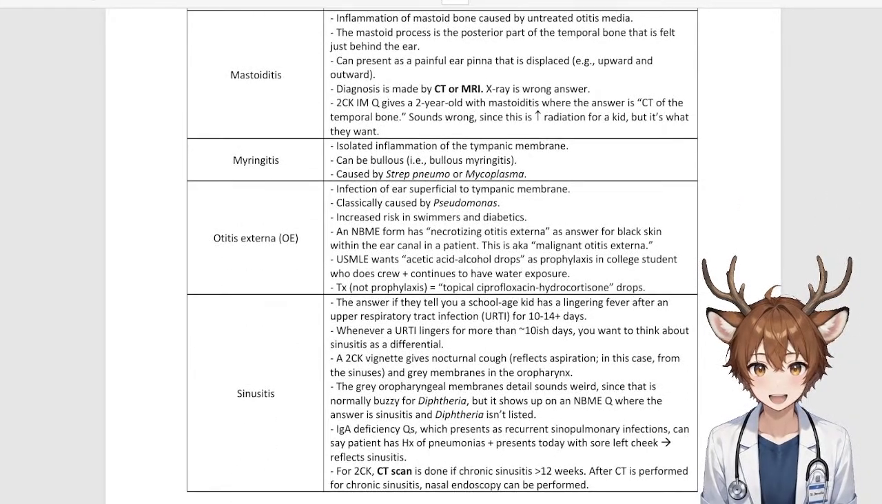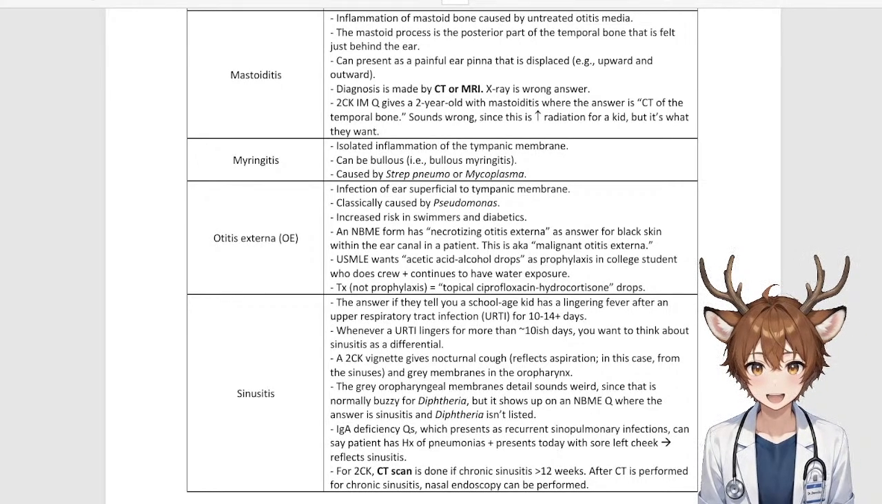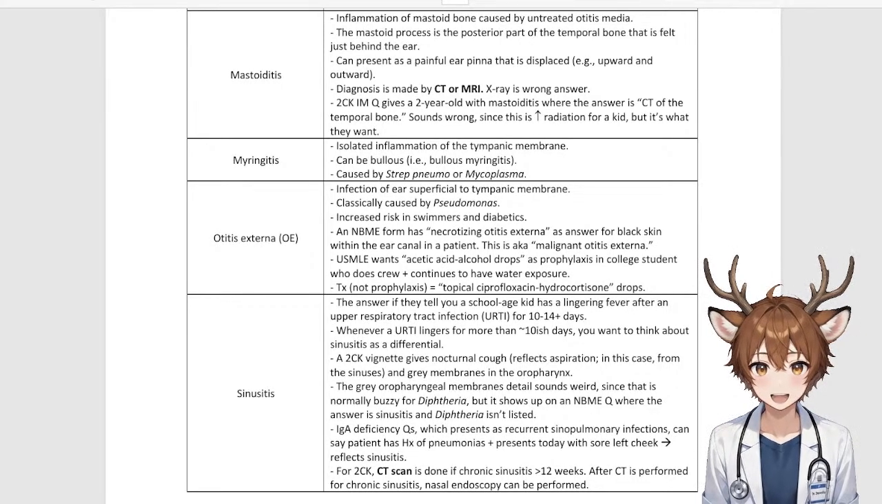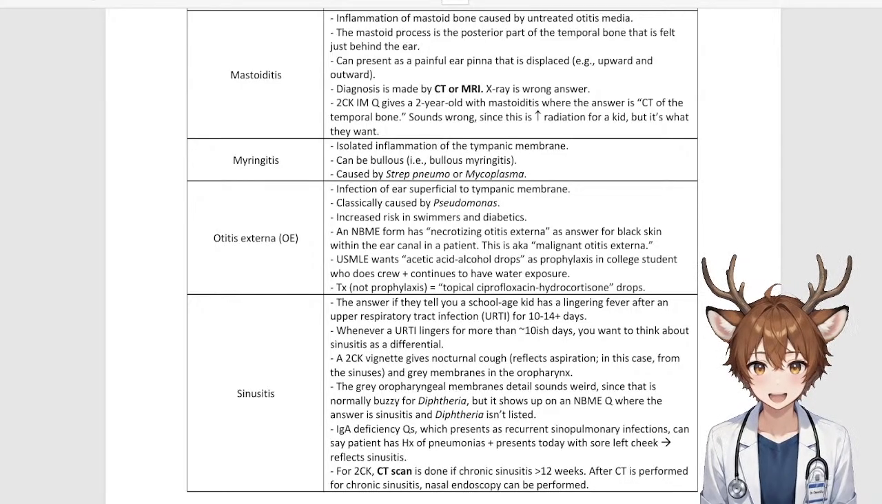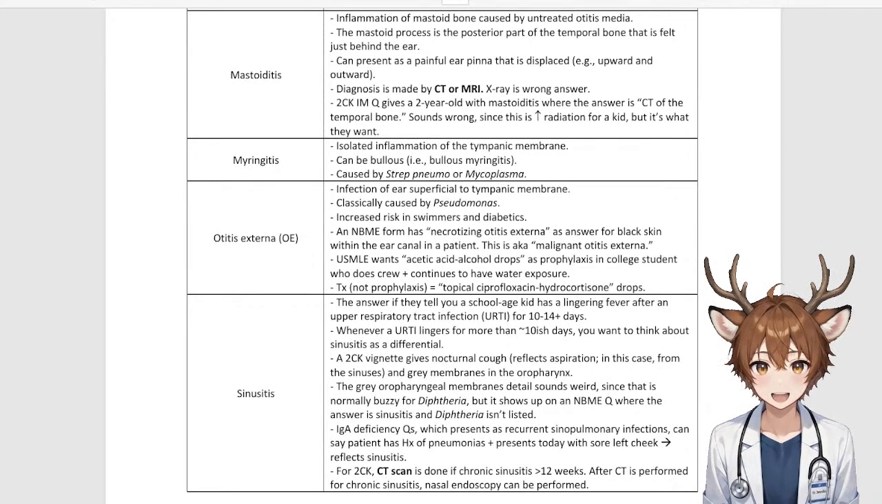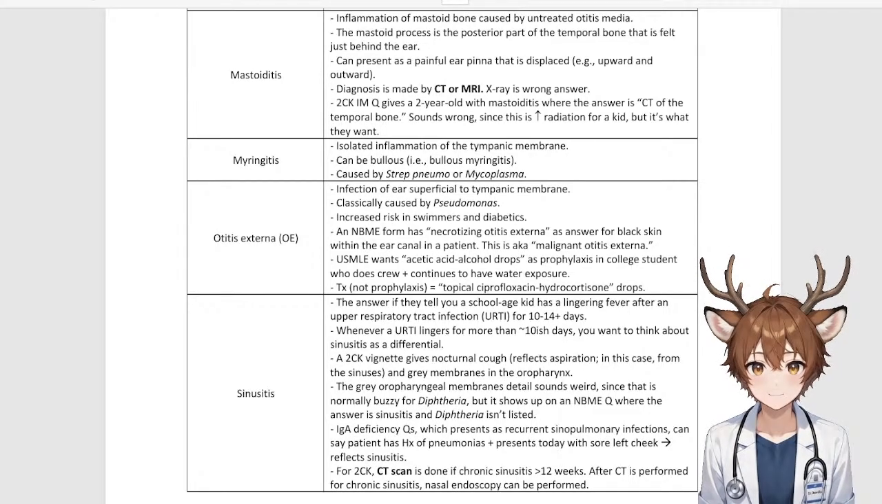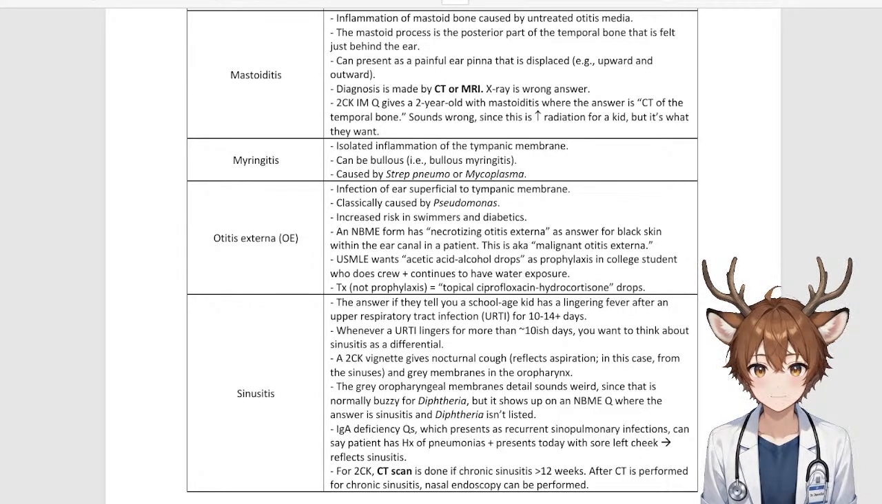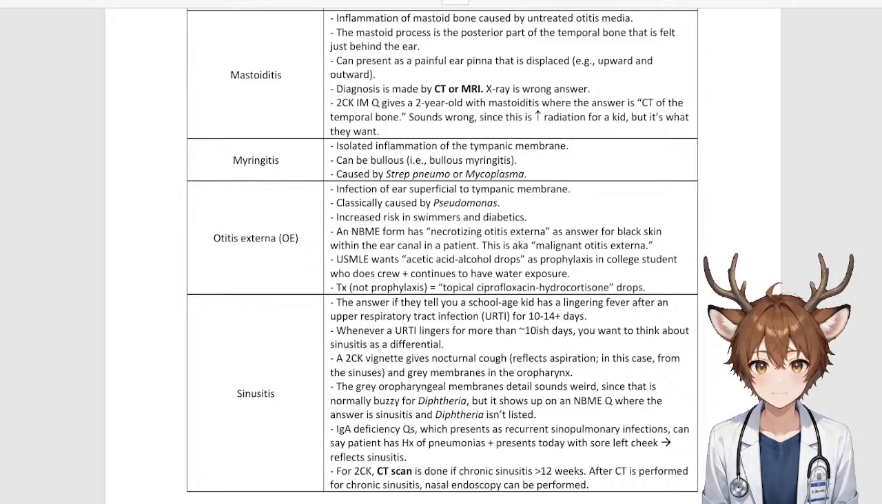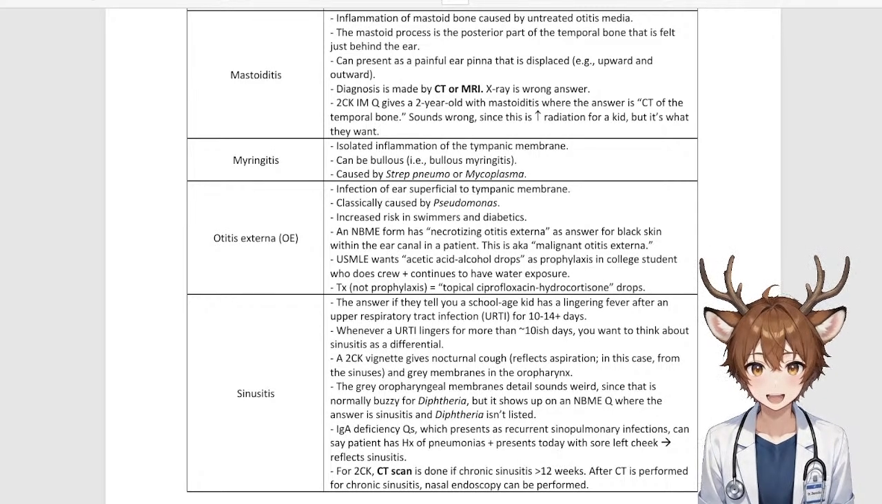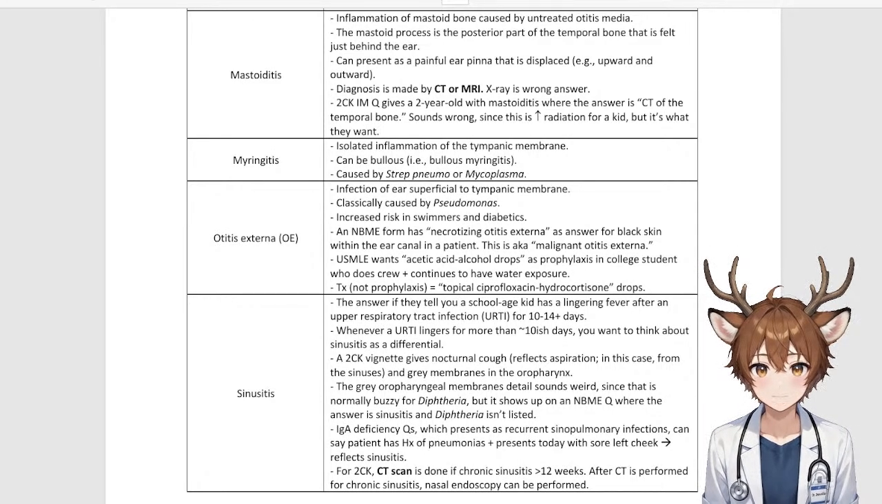What about mastoiditis? Mastoiditis, inflammation of the mastoid bone caused by untreated otitis media. The mastoid process is the posterior part of the temporal bone that is felt just behind the ear. Can present as a painful ear pinna that is displaced, that is to say upward and outward. Diagnosis is made by CT or MRI. X-ray is the wrong answer. You have to do CT or MRI for mastoiditis.